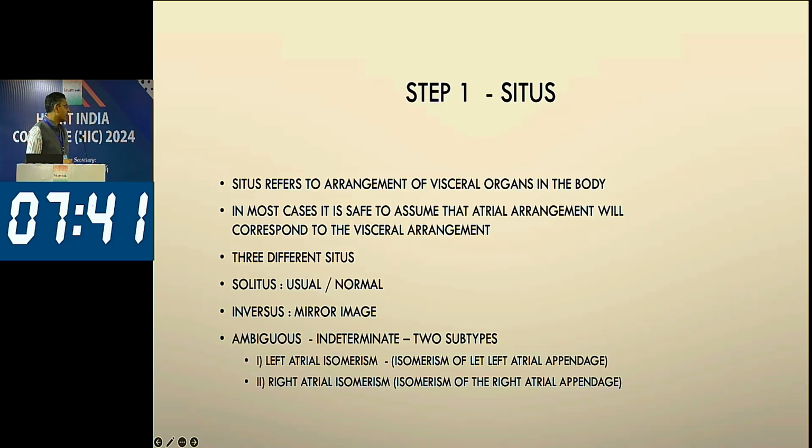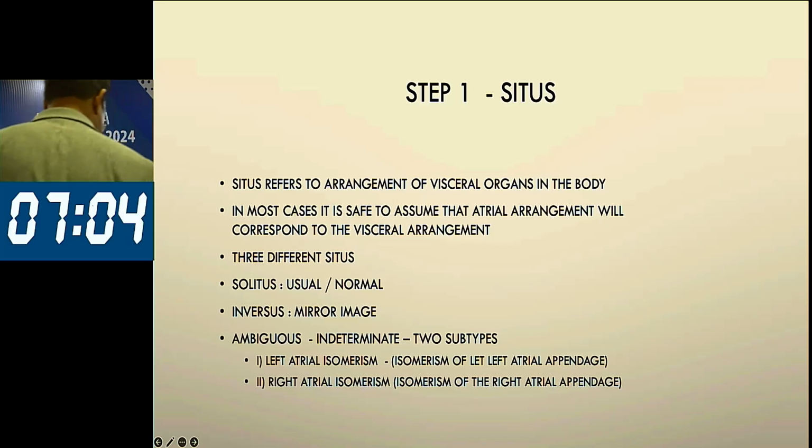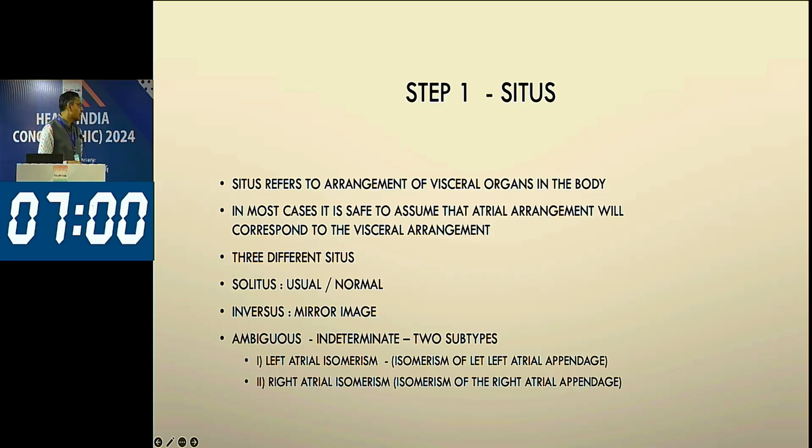So we have three different types of situs: situs solitus, or the usual or normal situs, because the majority of us have what we call a normal situs, or situs solitus. But we also have, very uncommon, situs inversus, or the mirror image. Mirror image is exactly opposite of what is seen in situs solitus. And the third is situs ambiguous. Situs ambiguous is when you cannot determine whether it is situs solitus or inversus. It again gets divided into two parts: left atrial isomerism, or isomerism of the left atrial appendage, and isomerism of the right atrial appendage. I'll come to this in a moment.